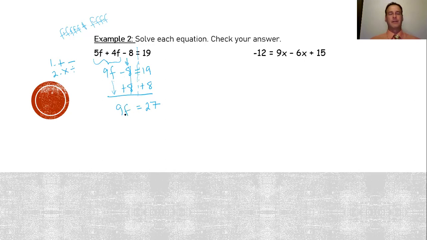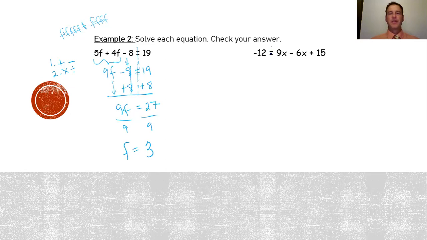And how do we get rid of our 9? Well, the operation that we assume is between the 9 and the f is a times sign, so the opposite of multiplication is division. Here is our f, and 27 divided by 9 is 3. And you do that.